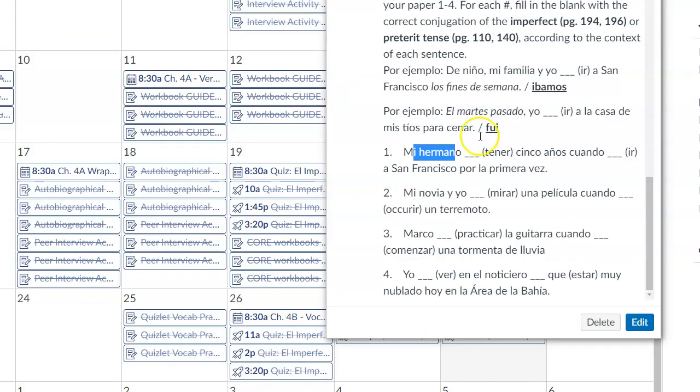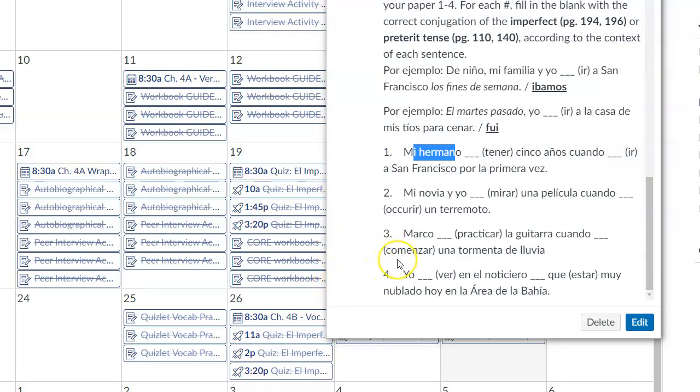So back to the warm-up. This verb ocurrir wants to be in the preterite. And if we're talking about un terremoto, an earthquake, that's third person singular of ocurrir in the preterite, which would be ocurrió. Mi novia y yo mirábamos una película cuando ocurrió un terremoto.